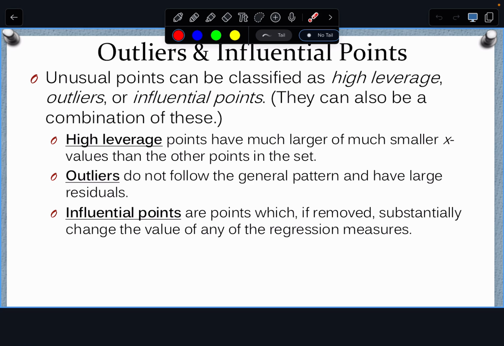Okay, so we talked a little bit about the outliers. We talked a little bit about that in the first part of the unit. Now we're just being a little more formal with it, talking about exactly how it affects things, what it looks like.